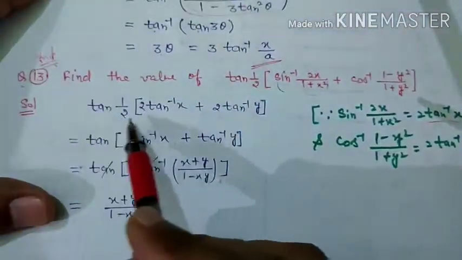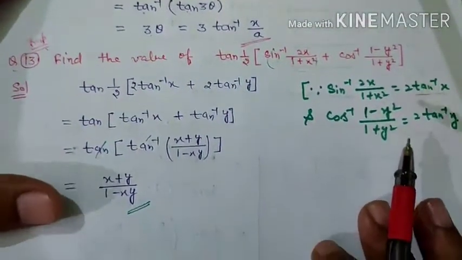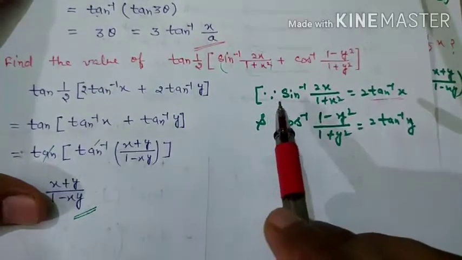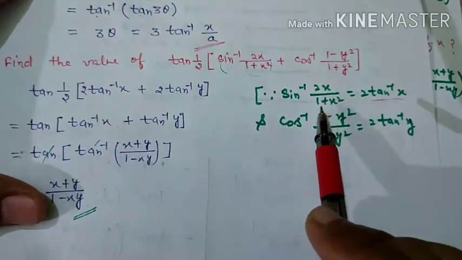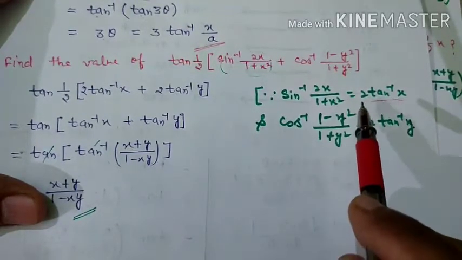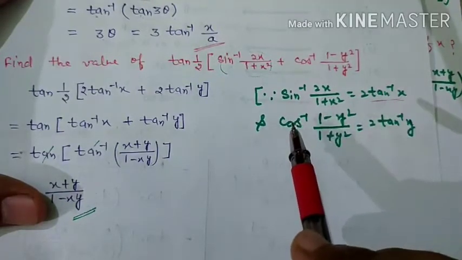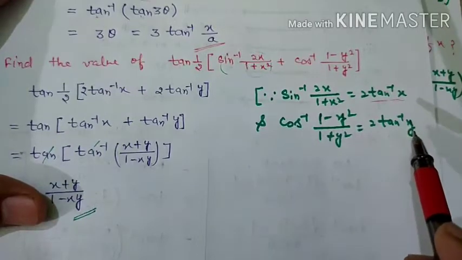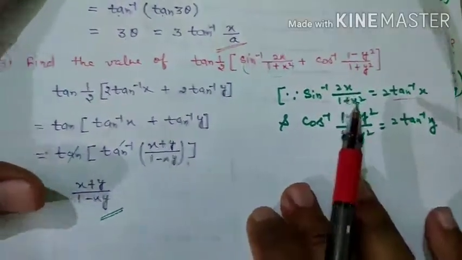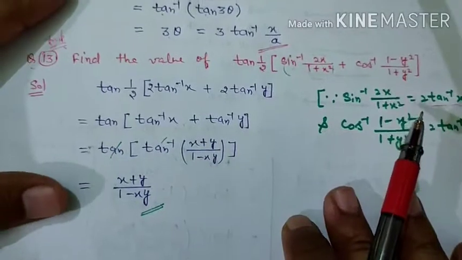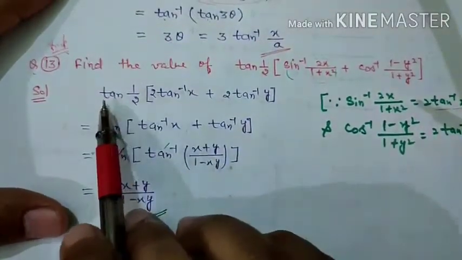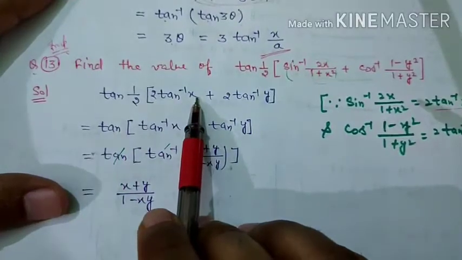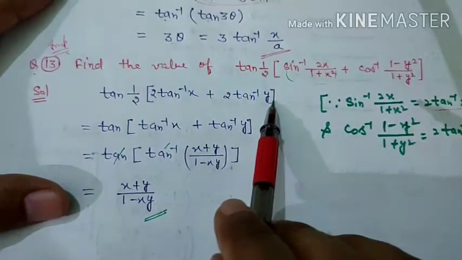Now we know the formula, we have already studied it when we were studying properties. sin⁻¹(2x/(1+x²)) equals 2 tan⁻¹x, and cos⁻¹((1−y²)/(1+y²)) equals 2 tan⁻¹y. Now we can directly use this formula in the question. We'll be getting tan (1/2)[2 tan⁻¹x + 2 tan⁻¹y].